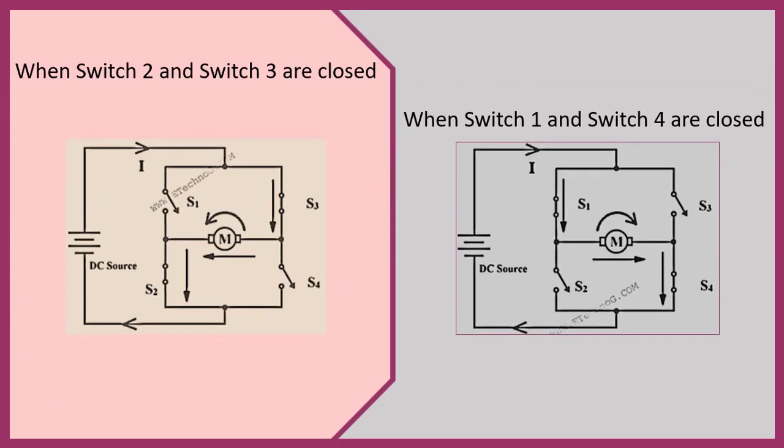When switch 1 and switch 4 are closed, the motor will move in the clockwise direction, and when switch 3 and 4 are closed, the motor will move in the counterclockwise direction. In this way, we can move the motor in forward and backward direction.